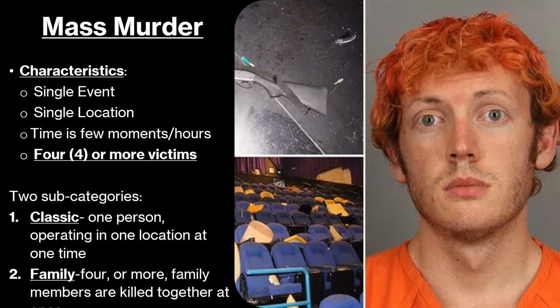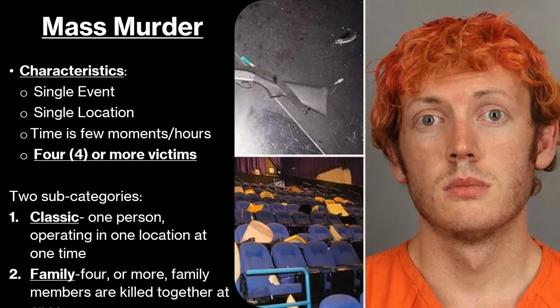The person that I have on here is James Holmes. This was the Dark Knight mass murder in Colorado. It's the 2012 Aurora, Colorado movie theater shooting. He essentially came in alone. He killed 12 people and injured 70 at the Century 16 movie theater in July at the premiere of The Dark Knight.